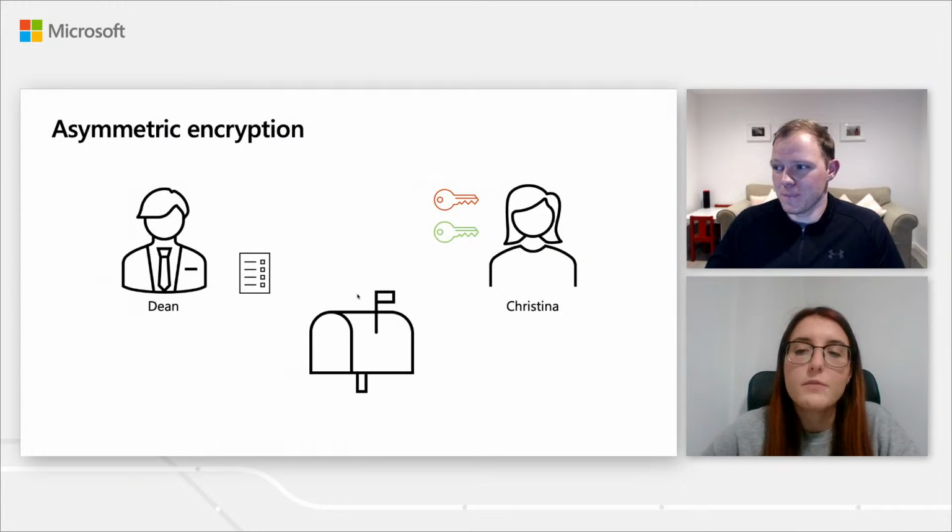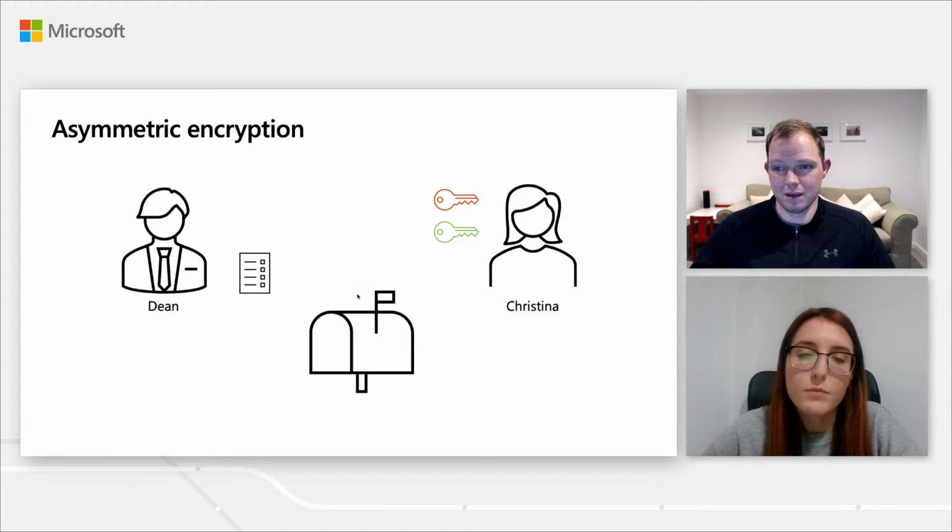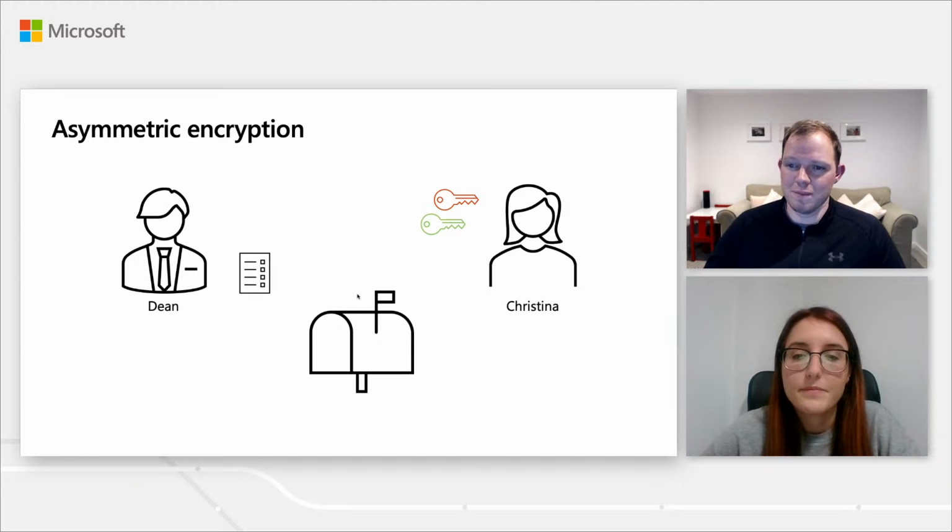Yes, asymmetric encryption is a little bit different, as Dean said, and the best analogy for it is a mailbox. Anyone can put mail into my mailbox, but only I can retrieve the documents, because I have the key. Yeah, so in this example, all I need to know is where Christina's mailbox is. She has two keys, a private key and a public key. The public key is public. She can share that with anyone. They're not the same key, but they are linked.